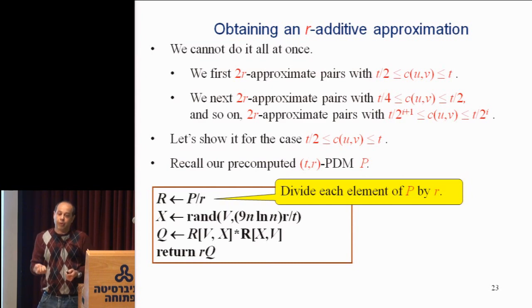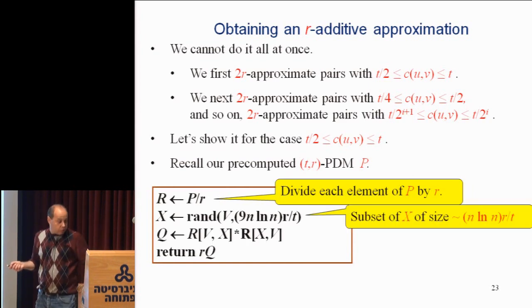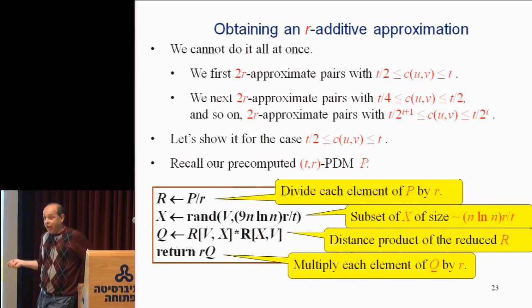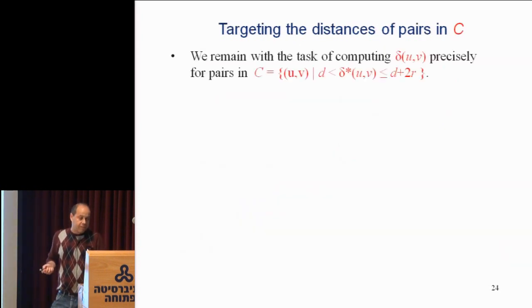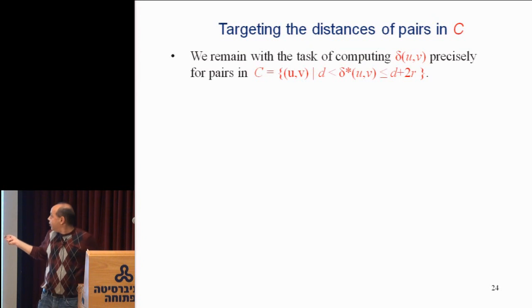But what do we lose? You lose accuracy when you divide by a factor of R. You lose additive accuracy of R in every one of the two matrices, so you only have an approximation up to 2R. But at least you were able to do it fast because you cut the values inside your matrices. So this explains how we compute this delta star, and in particular, we have the set C.